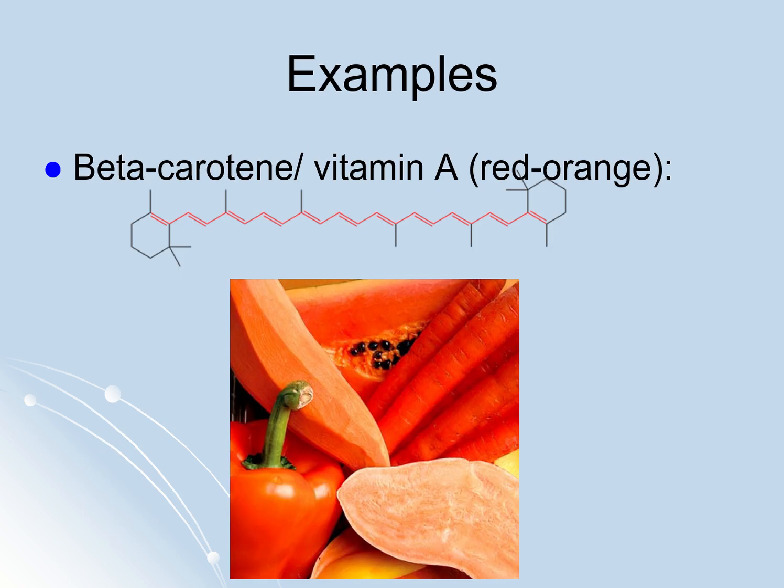Okay, here we've got vitamin A, or beta carotene. Vitamin A, it's a red orange colour. You can see again, it owes its colour to this chromophore of alternating double, single bonds throughout it. That's what makes your carrots sort of carroty colour, your peppers that colour.